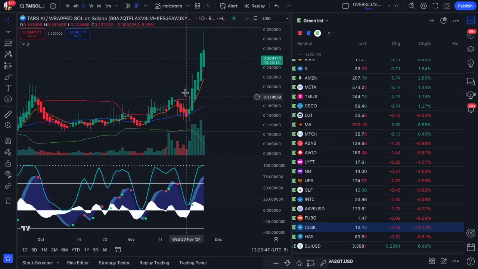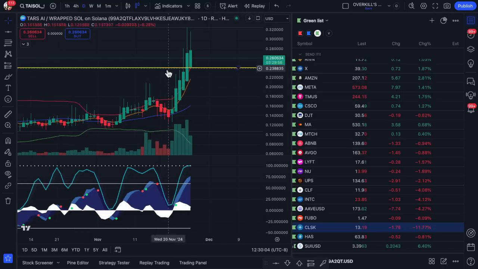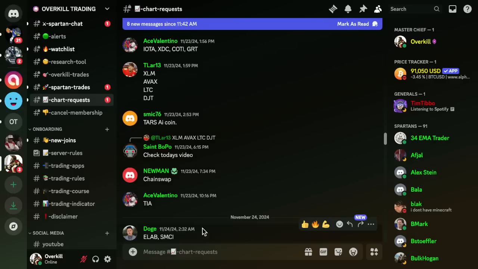So if I put in 1,000 here and it goes up 100%, you take 50% out, you take 1,000 out, but you still have 1,000 in because it went up 100%. You doubled your money. Okay, so that's a good practice. But again, when the stochastic gets back up here, the wave gets back up here, that's normally a good place to start thinking about taking some profits. I put a stop loss at 24 cents on TARS AI coin.